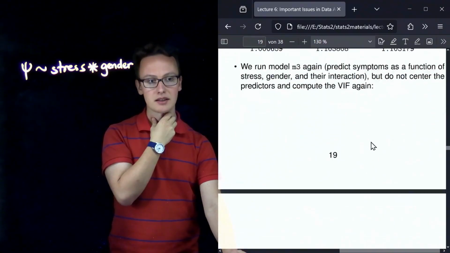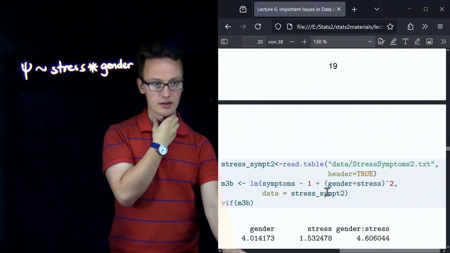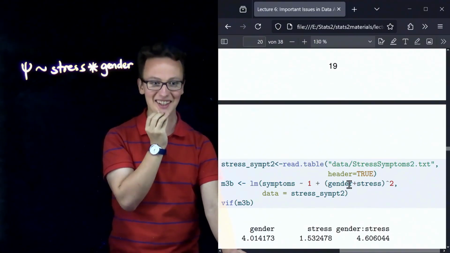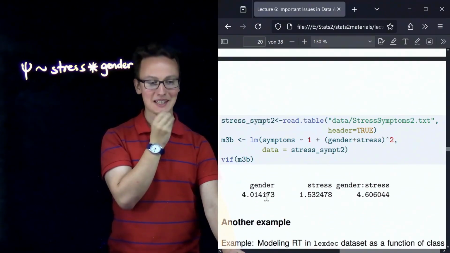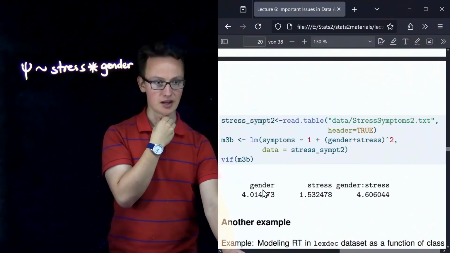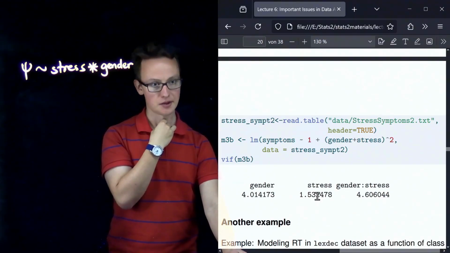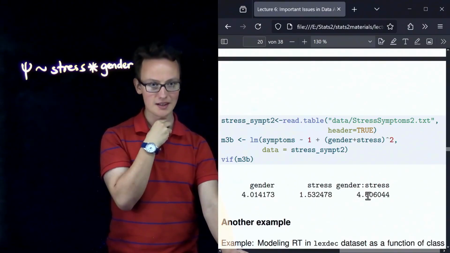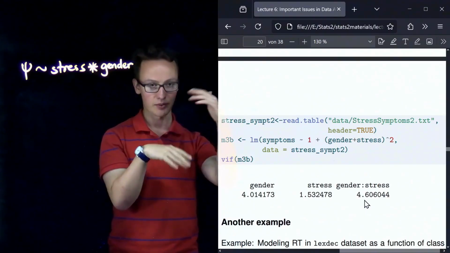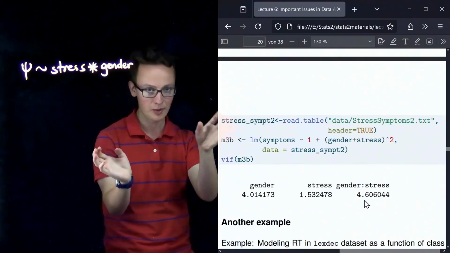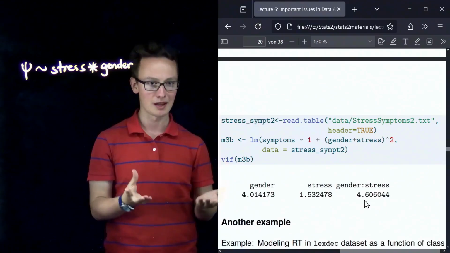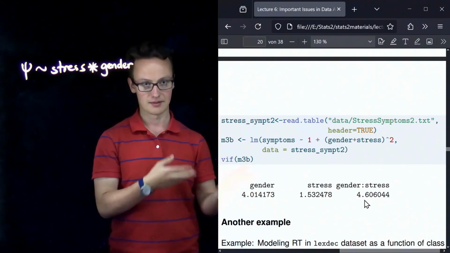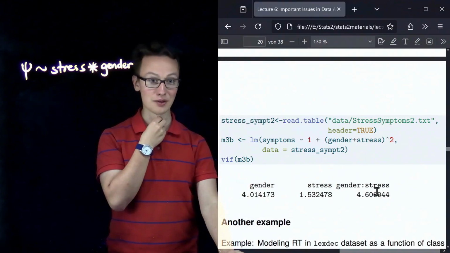In that case, with the original gender and stress uncentered and not sum coded, we can see that we have dramatically higher VIFs for gender and for the interaction, and also to some extent for stress. So it's now at 4, 1.5, and 4.6. Still not above the threshold of 5 where it should really be a problem, but you can see that it's more problematic. We have more multicollinearity here that is affecting the results of the model.